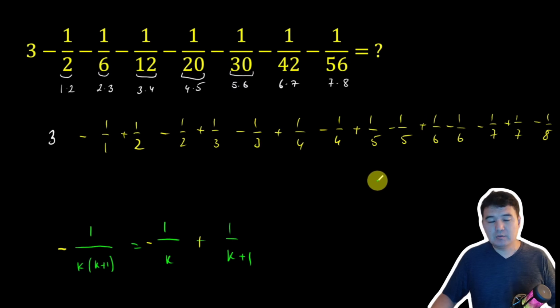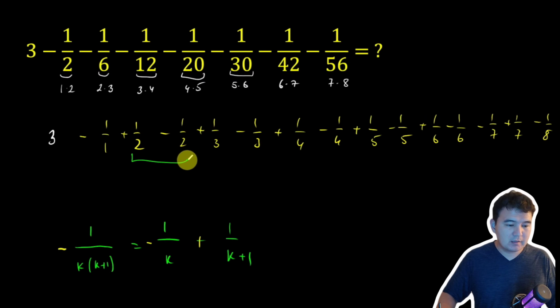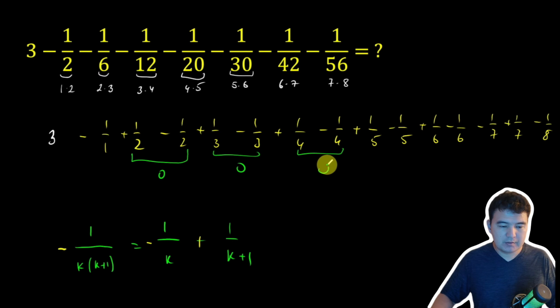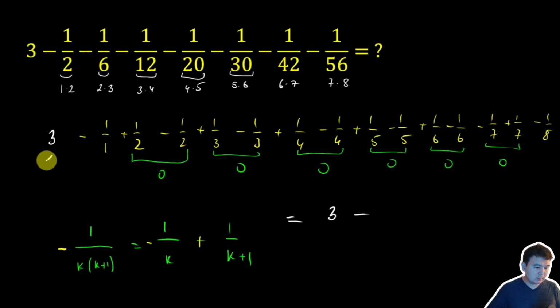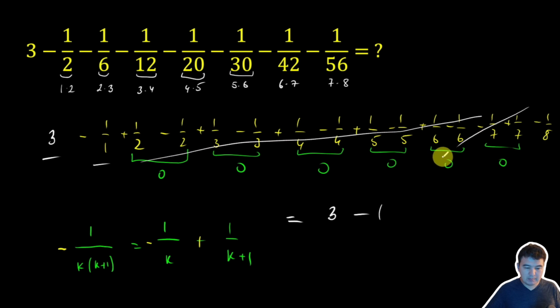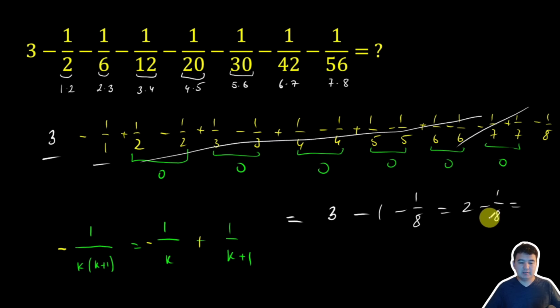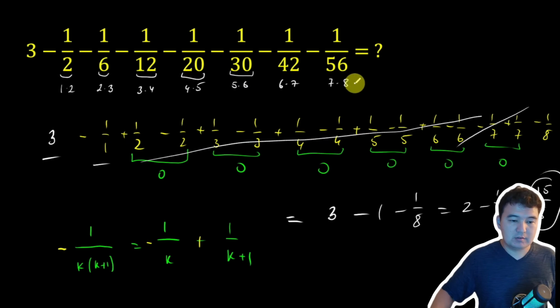Now it's much easier to simplify this expression. These two together become 0. This is 0. This is also 0. In the end, we are left with 3 minus 1, and these are all gone, so we don't have these anymore. Minus 1 over 8, or 2 minus 1 over 8. So this is a very simple fraction, 15 over 8. That would be the result of this expression.